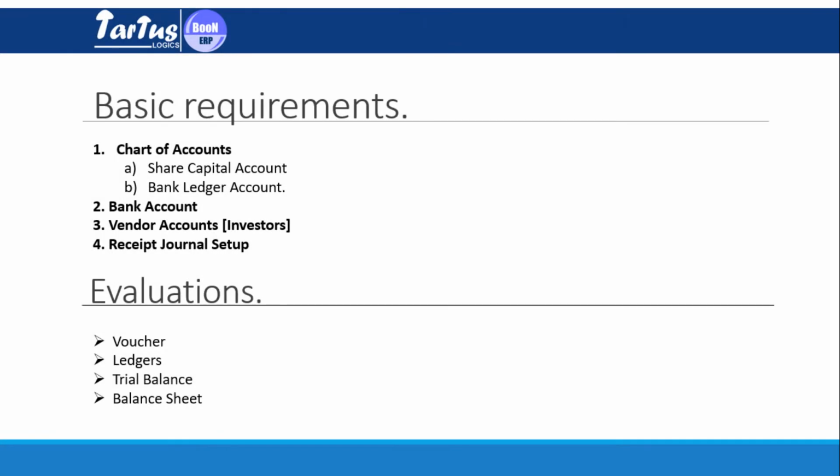As a part of this demo, I will configure the basic setup such as chart of accounts, basically accounts like share capital account and bank ledger account. We will create a bank in bank master, vendor in vendor master. Investors are treated as vendors. Finally, we will set up the journal setup to enter the receipt journal. We will practically enter the receipt, post the journal. Once these setups are completed, we will evaluate the reports such as voucher, ledgers, trial balance and balance sheet.